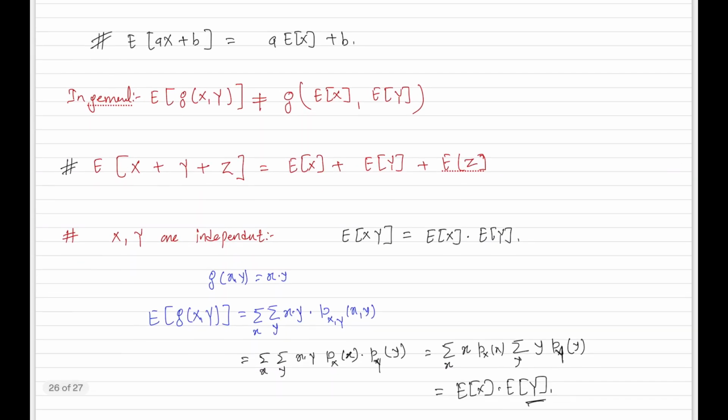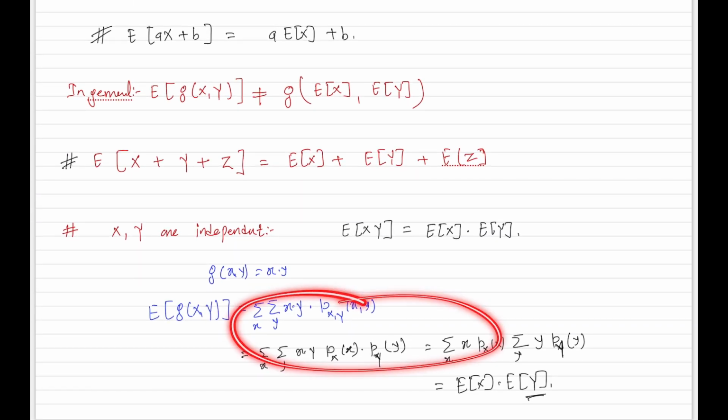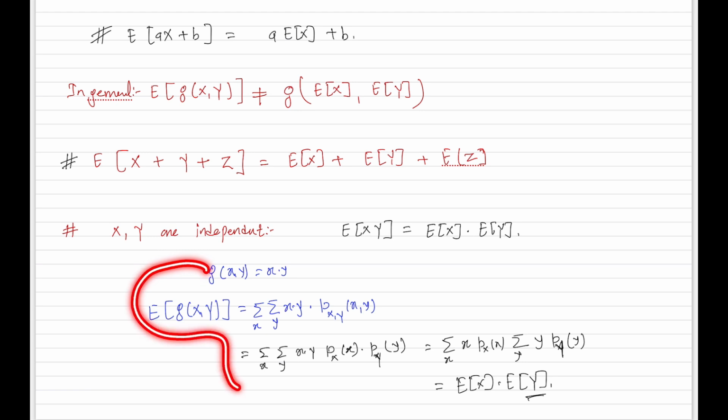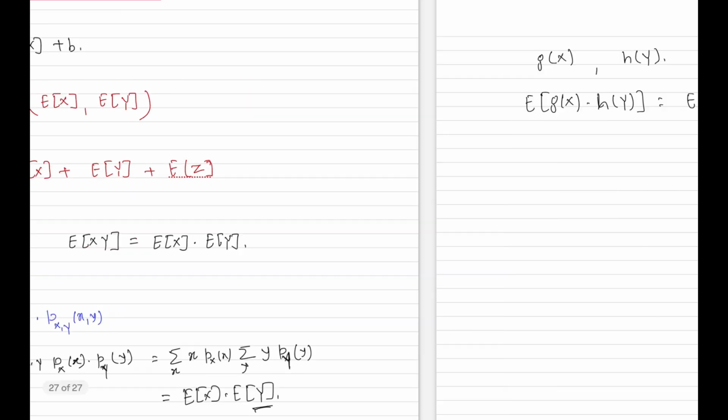So you can just extend this derivation, and if you have functions of random variables x and y and want to find the expectation of the product of these two functions, then it would be the product of their individual expectations. If you want to verify this, you can proceed the same way I have proceeded. You will be able to do that.